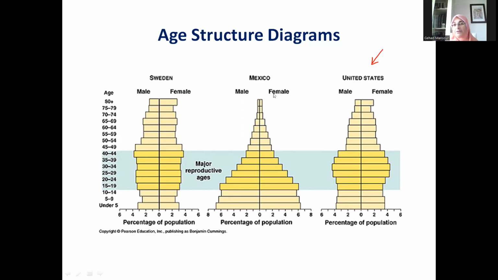Hello again. This is the second part of the video on the last unit, which is ecology. And we're going to explain now the age structure diagrams for developed countries like the United States.